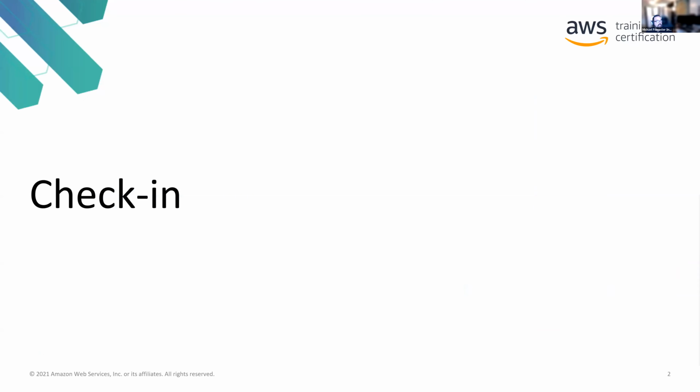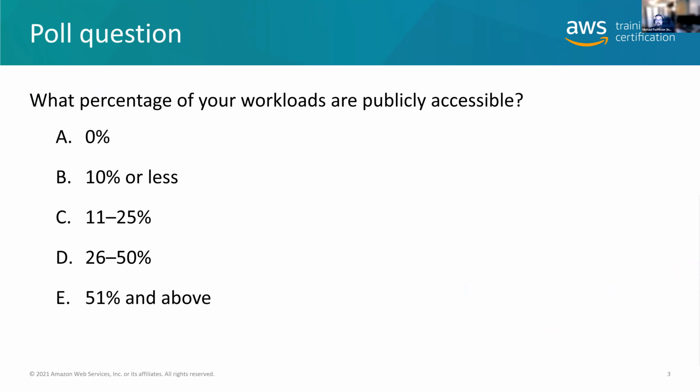So the check-in question here is basically what percentage of your workloads are publicly accessible? Now, again, interesting questions that AWS asks here, because I don't think most people know what percentage of their workloads. But as far as your individual processes or products, is anyone running anything that is now publicly accessible over the World Wide Web?